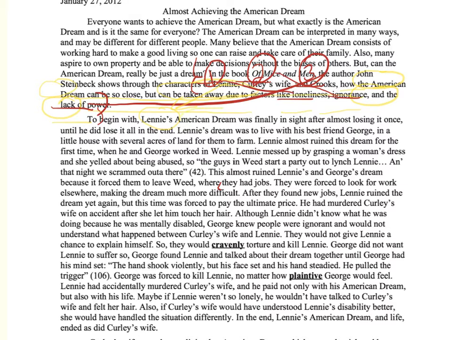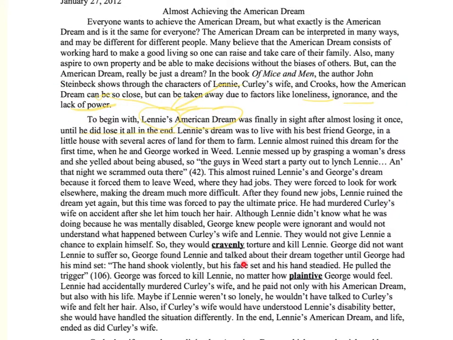Lenny's American dream, there's our other key word, was finally in sight after almost losing it once until he did lose it. So there's the idea of being taken away in the end. So that works. Now, it doesn't name loneliness, ignorance, or lack of power, but we can assume that in the body of the paragraph it's talked about. But there's enough in here that this topic sentence directly supports a thesis. So let's go to the next one.